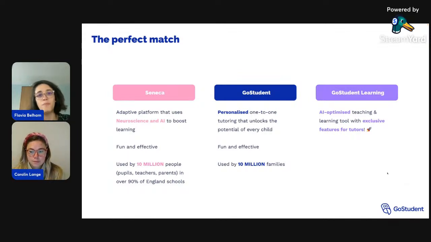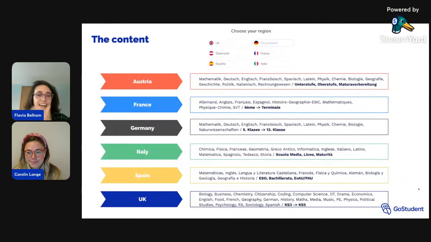A few years ago, GoStudent acquired Seneca, and we all became part of the same group. And we created together GoStudent Learning, which combines the Seneca principles of AI optimized teaching and learning with the principles of GoStudent, which is incredible tutoring for the kids. So now we have an AI optimized teaching and learning tool with exclusive features for tutors, so for you. Next one.